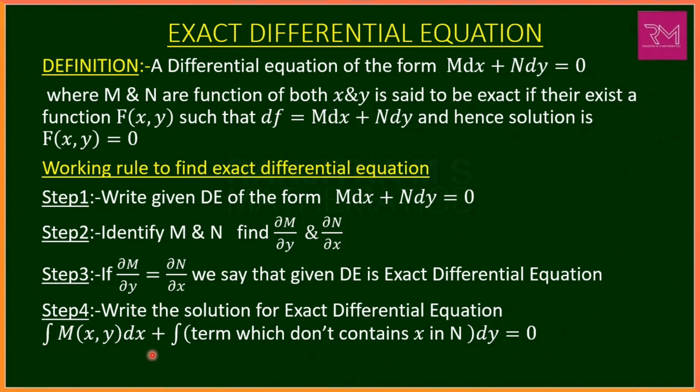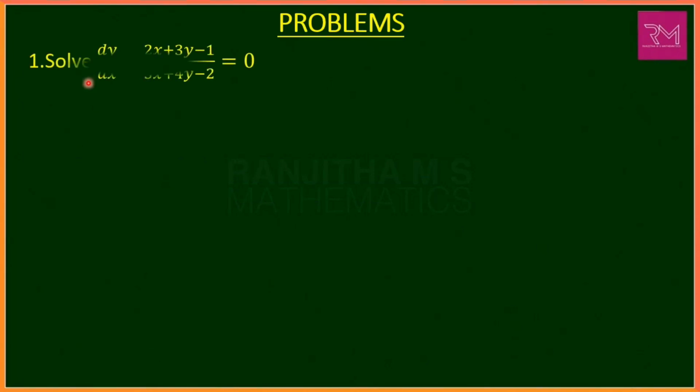Let us solve some problems related to exact differential equations so that you can understand better. Here is the first problem. Solve dy by dx plus (2x plus 3y minus 1) divided by (3x plus 4y minus 2) equal to 0. In the examination, they do not directly say solve an exact differential equation. Instead, they give problems, and you must conclude whether the given differential equation is exact or not and solve the problem.